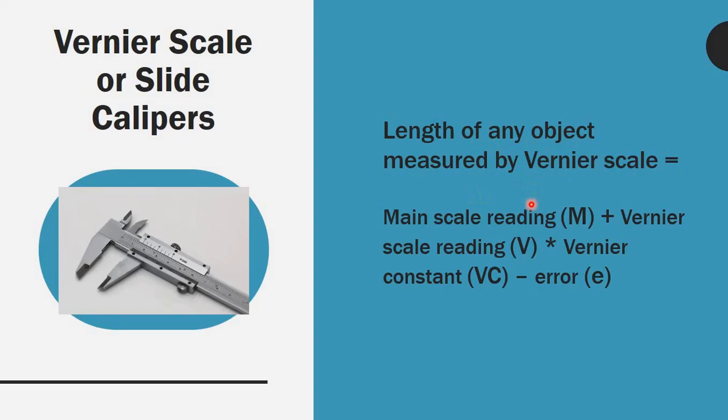Let's learn how to measure the length of any object with a vernier scale. First, we have to take the reading of the main scale, I mean the linear scale. And then the vernier scale reading, which I will describe later. Then you have to multiply it by the vernier constant, which is VC. And if you have any technical error in this scale, then you will deduct that error from this reading.